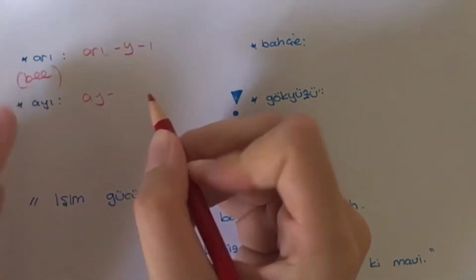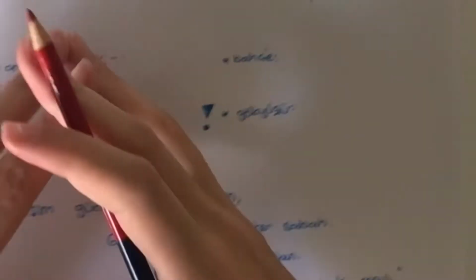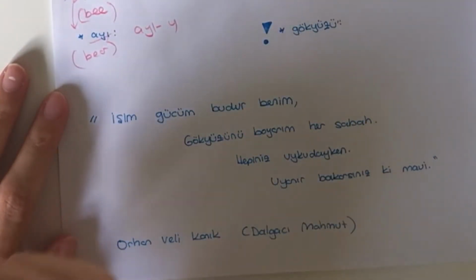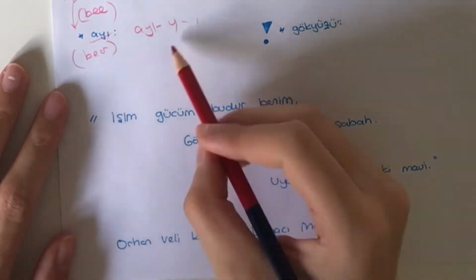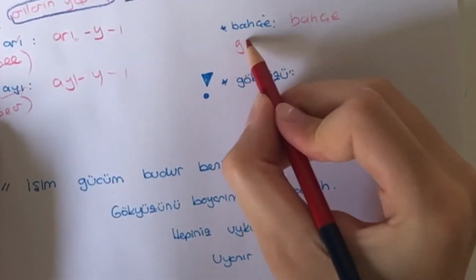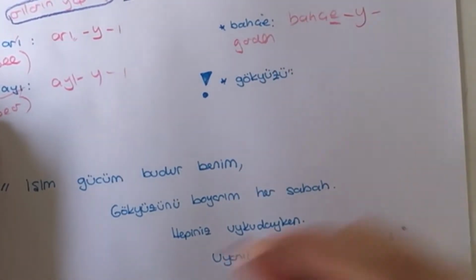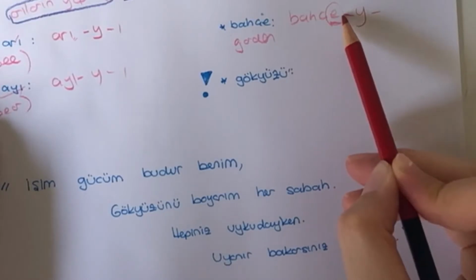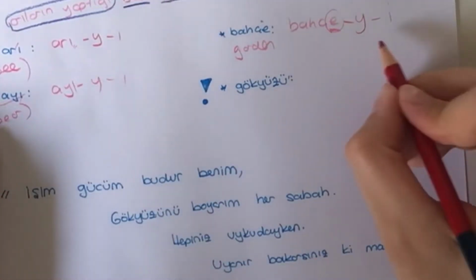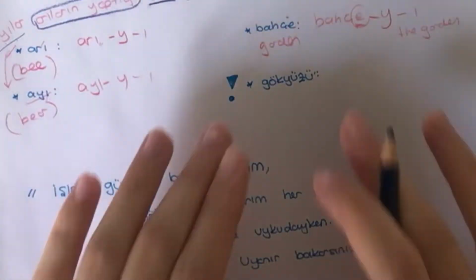Same for this one, but this means bear. One letter can change a lot of things. Ayı, we use a buffer letter in between, ayıyı. It's a bear. Bahçe means garden. I see it ends with a vowel, so I use Y no matter what. So E gets E, so I use E. Bahçeyi, the garden.